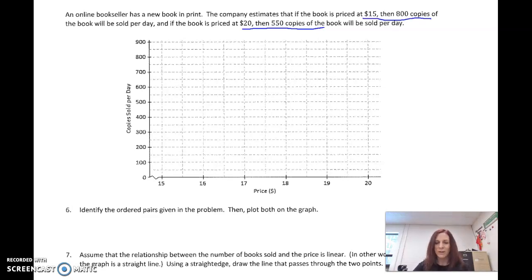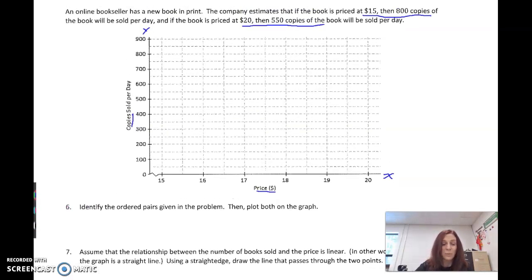And it might not seem like they're ordered pairs, but let's take a look at our graph right here. Notice our x-axis is the price. Our y-axis is the copies. So when it tells us what is the ordered pair, we can say our x value, our price, $15, and our number of copies, 800. So our input is 15, our output is 800. If we price the books at $15, then we're going to sell 800. Likewise, if we price the books at $20, our output will be 550 copies sold.